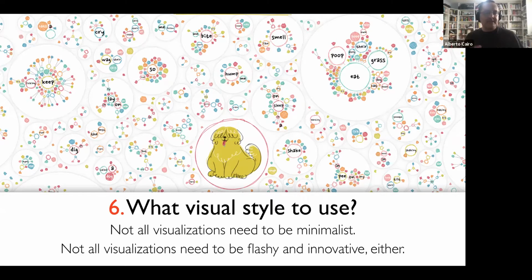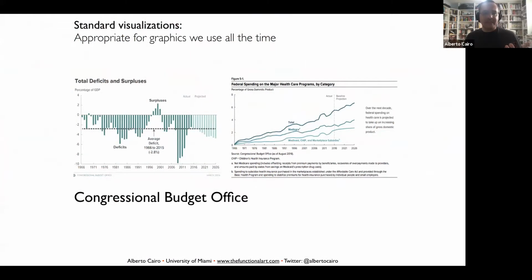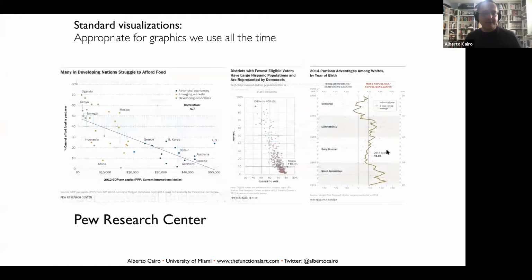I usually say, and this will probably end up in the book itself, that most of the time, what we want to design is bread and butter, meat and potatoes visualizations. The traditional graphic forms: bar graphs, line charts, scatter plots, and so on. These are graphics from the Congressional Budget Office. These are graphics from the Pew Research Center, very traditional, conventional, following the rules.